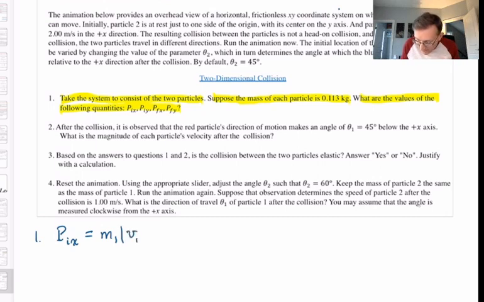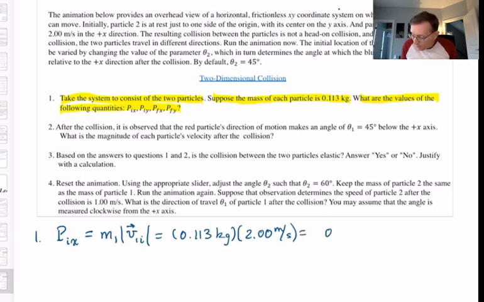times the entire magnitude of v1 initial, because that entire initial velocity for 1 is in the x direction. So the masses of both are 0.113 kilograms, and the magnitude of the initial velocity for particle 1 is 2 meters per second, and so you get positive 0.226 kilogram times meter per second. That's P initial x.